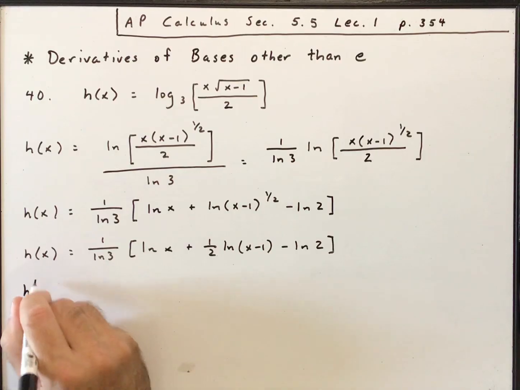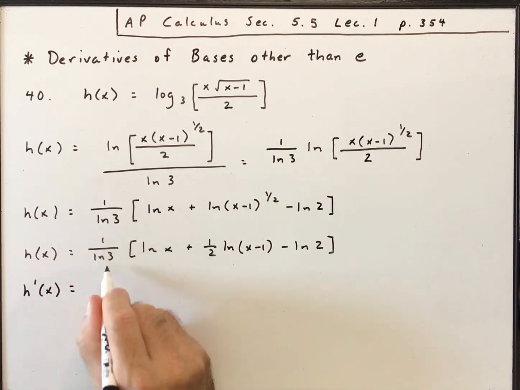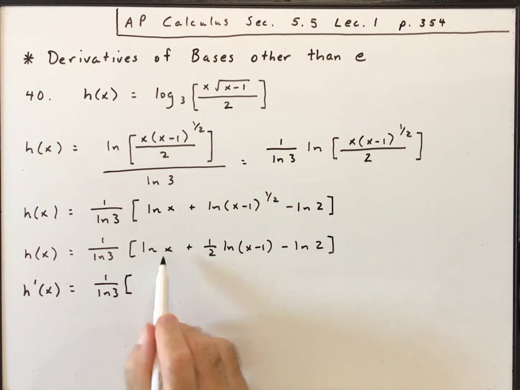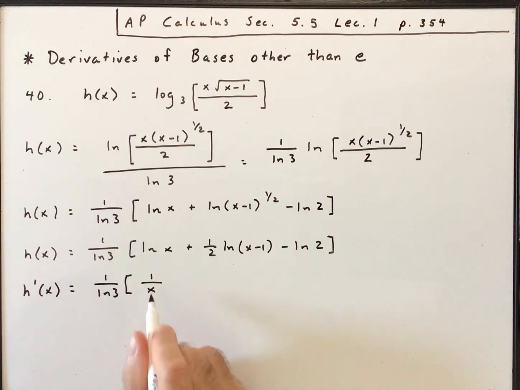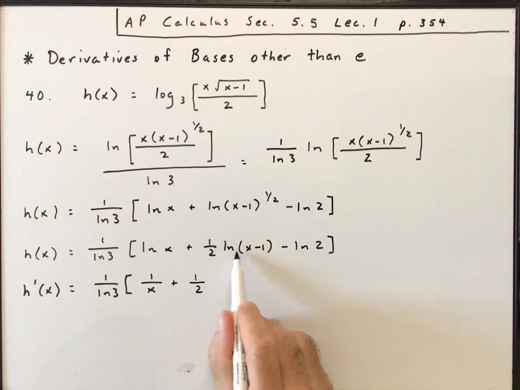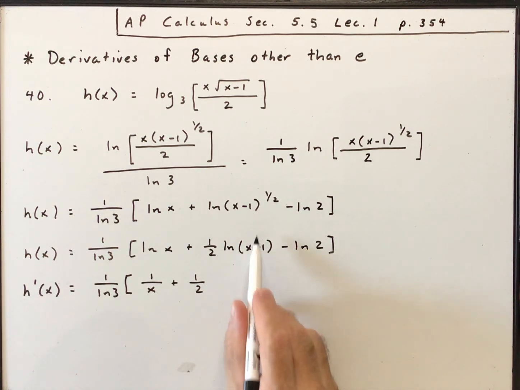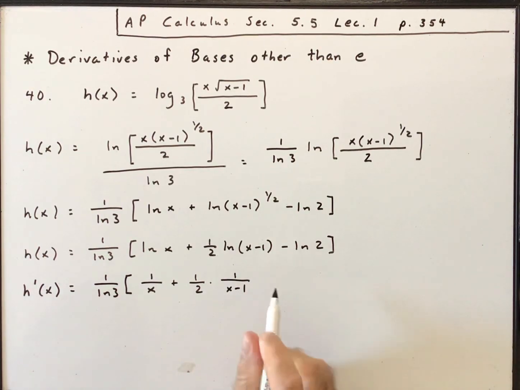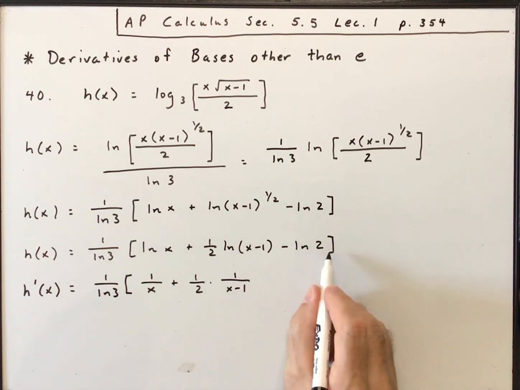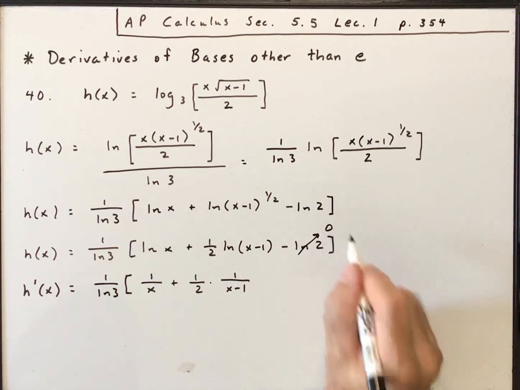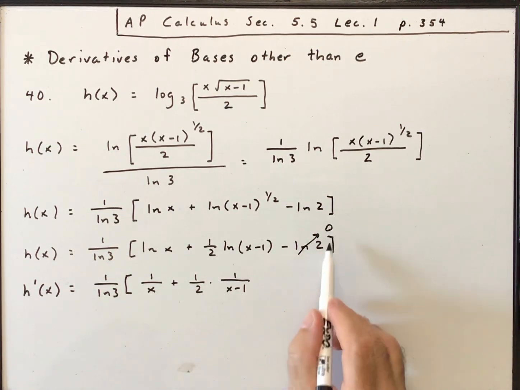Now we can finally take the derivative. So h prime of x, the constant out front, we've got 1 over natural log 3. Now what's the derivative of the natural log of x? It's 1 over x. Plus, we have 1/2, this constant out front. The derivative of natural log of (x minus 1) is 1 over (x minus 1) times the derivative of (x minus 1), which is just 1. And what's the derivative of the natural log of 2? Well, that's just a constant, so the derivative is 0, just like the derivative of 2 would be 0.